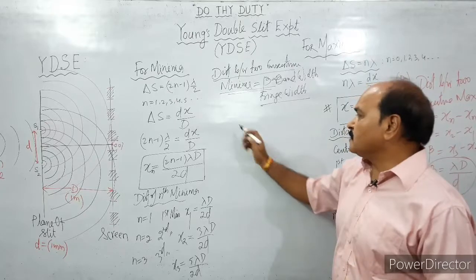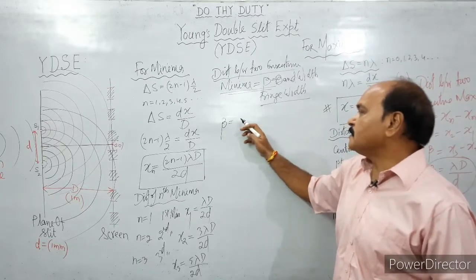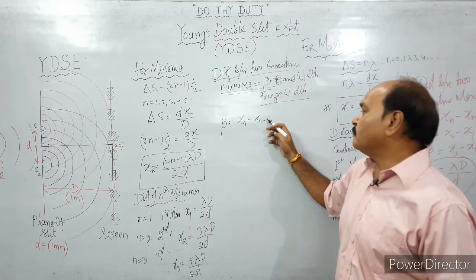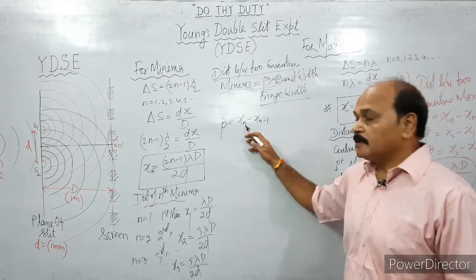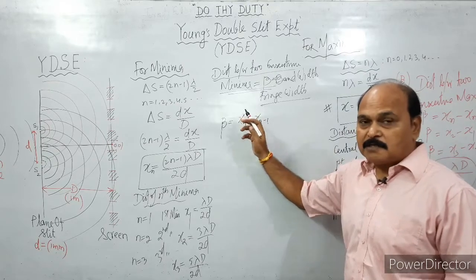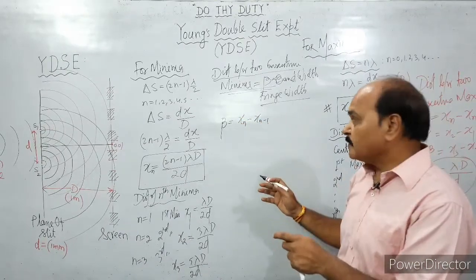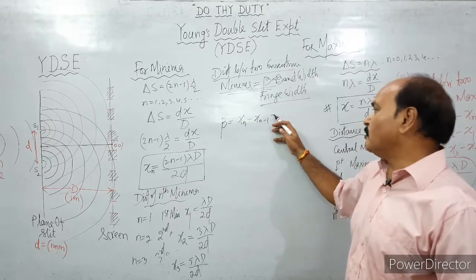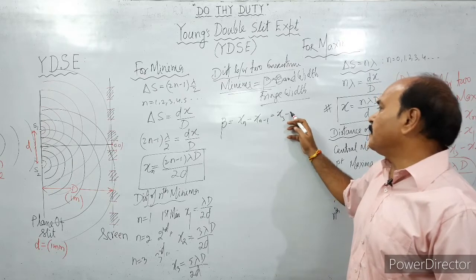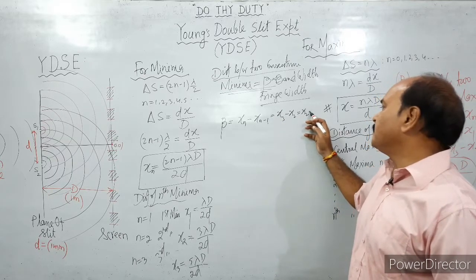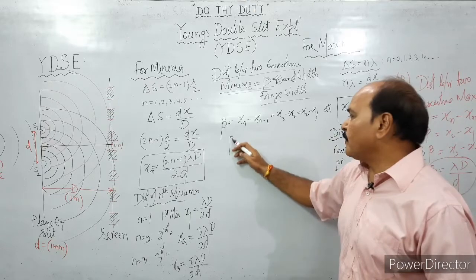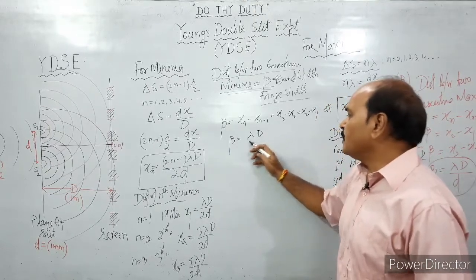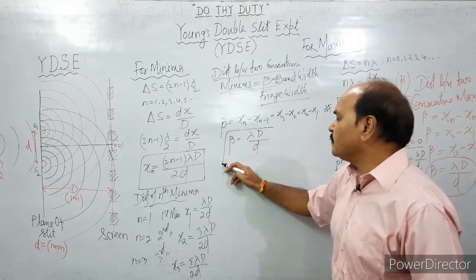So what is the distance between consecutive minimas? The distance of nth minima minus the distance of (n minus 1)th minima. So fringe width here is the distance between two consecutive minima. That is nth minima distance minus (n minus 1)th minima distance, or distance of third minima minus second minima, or distance of second minima minus first minima. If we find out this distance, what do we get? We get lambda D by small d. So this is the formula for fringe width.